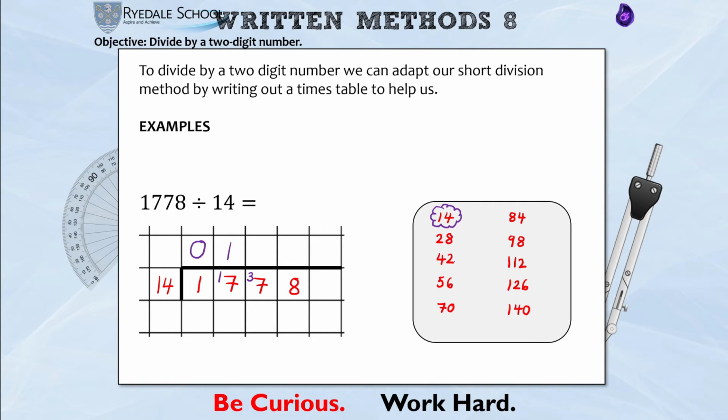Well, I can't get as far as 42. The next one that I can do is 2 14s. So it goes in twice. So I have used 28 of the 37. So how many are left? Count up from 28 to 37.